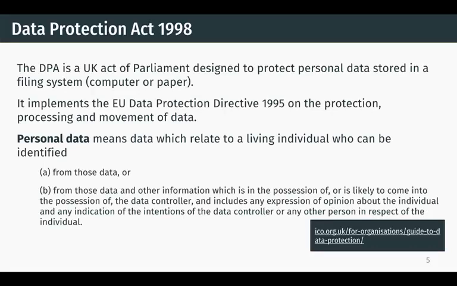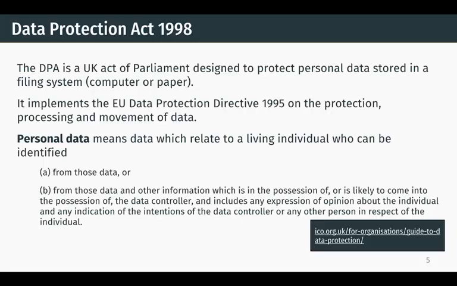The Data Protection Act of 1998, or DPA, is an act of Parliament designed to protect personal data stored in a filing system. And since it's from 1988, it covers both a computer system or some kind of organized paper filing system. Even though it's UK law, it implements the EU Data Protection Directive of 1995, which is about protection, processing, and movement of data. There are loads of different definitions that you might expect in this kind of legislation. I've tried to select those that are more relevant to us.